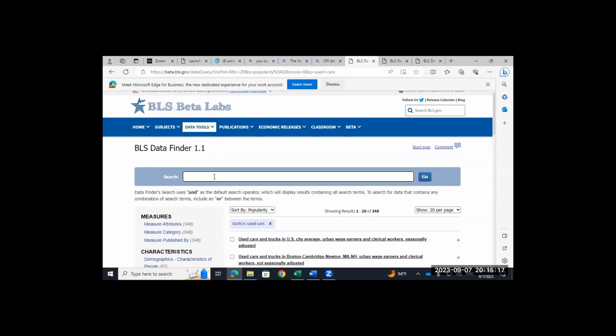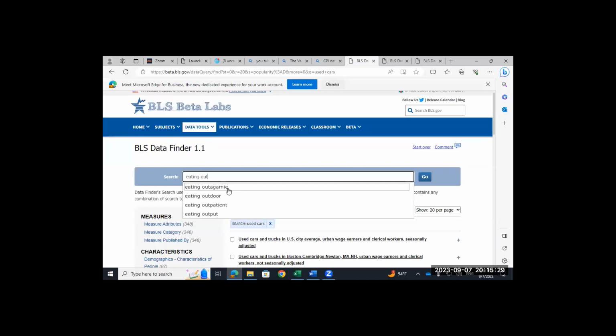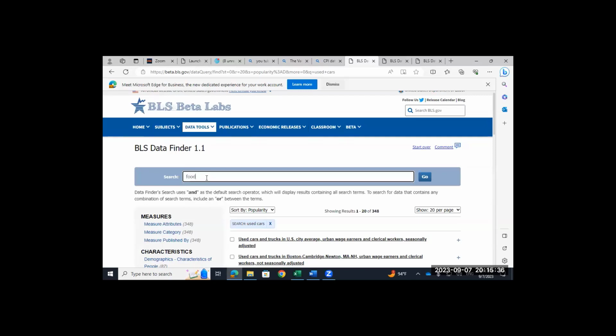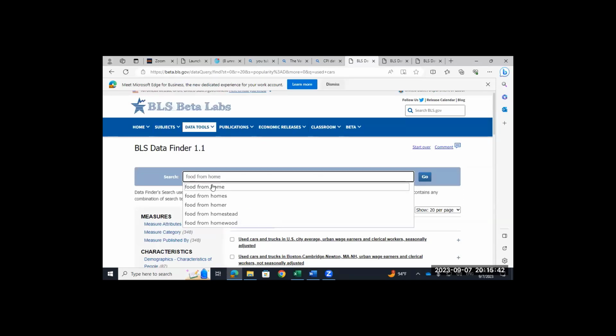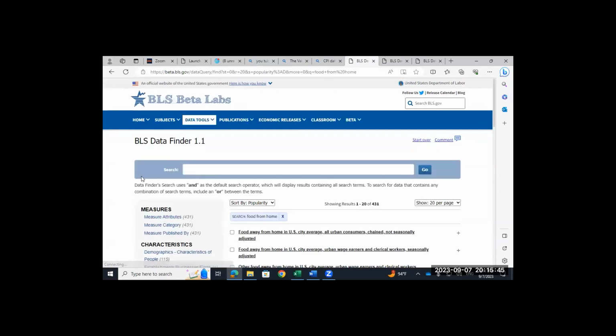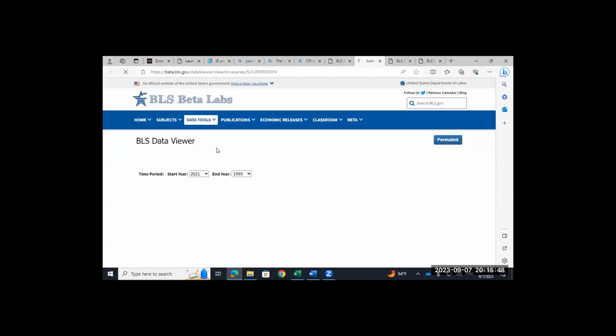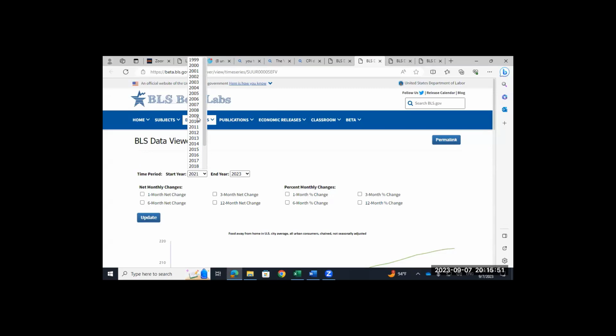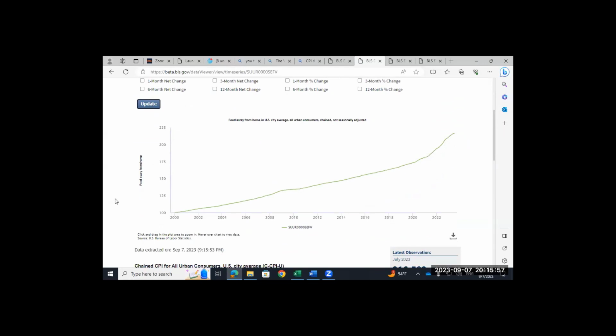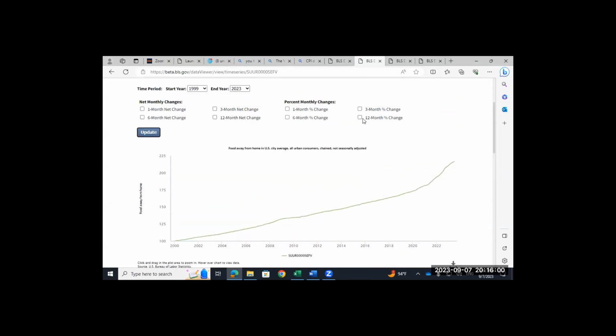What companies are all doing? So let's do food. Let's try eating out, maybe. Food away. Food from home. We'll see. Food away from home. All right, let's see. Doesn't go back that far, but that's probably okay. So yeah, there you got a pretty good chart. You have different ways you can express it.